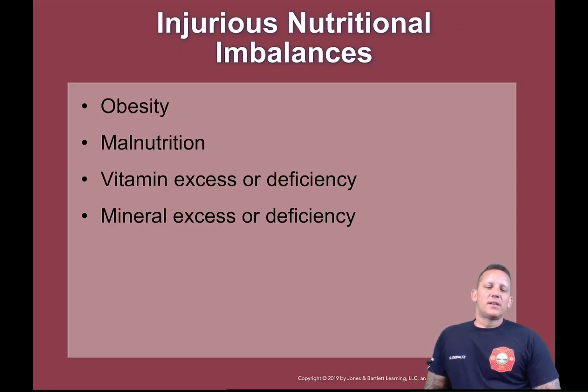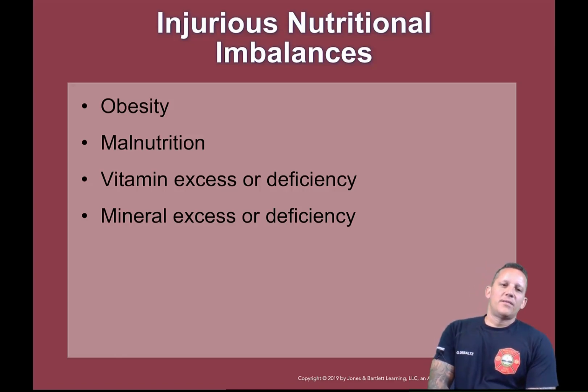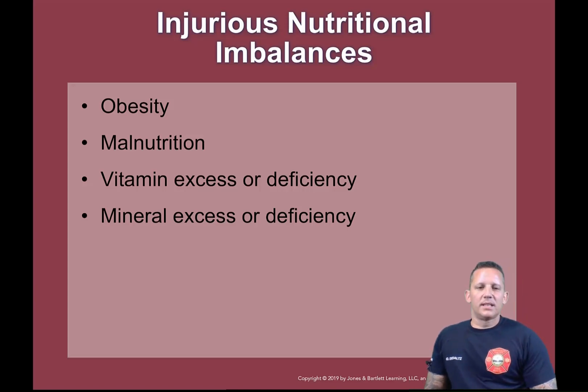Nutritional imbalances, which can cause obesity or malnutrition, right? Both of these can actually have detrimental effects to other cells. We can have a vitamin excess or deficiency or mineral excess or deficiency. And when we're talking about vitamin excess, we're talking about the fat-soluble vitamins, which is primarily A, D, E, and K. Minerals, which we can end up storing too many of and cause toxicity as well.